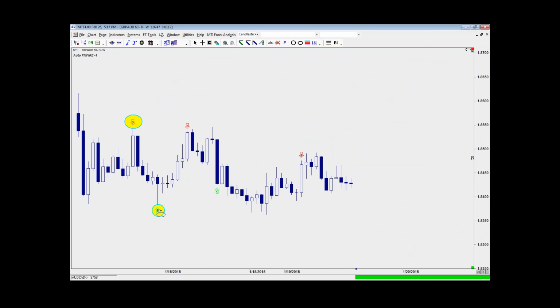Now, the green signal will be get out, take your profits, reverse your position. Now you're buying. It hits red, okay, take your profits, reverse your position, get out on green, take your profits, reverse your position, get out on red, take your profits, reverse your position. Is this making sense?